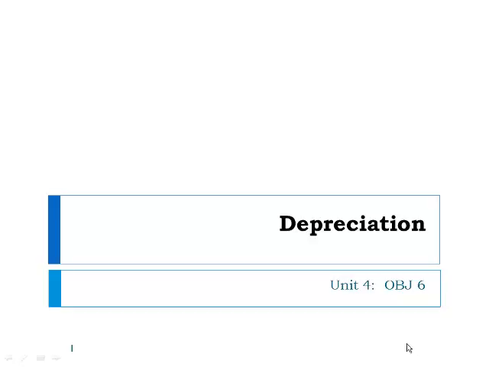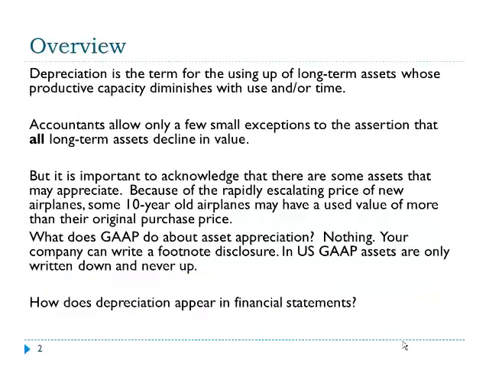Welcome to Objective 6 in Unit 4 of Accounting 3310. This objective discusses depreciation. This is a topic that you already know something about because it has to be covered in any Principles of Financial Accounting course, and so we have mentioned it on and off throughout this course already, but now is the time for us to learn more specifically about depreciation.